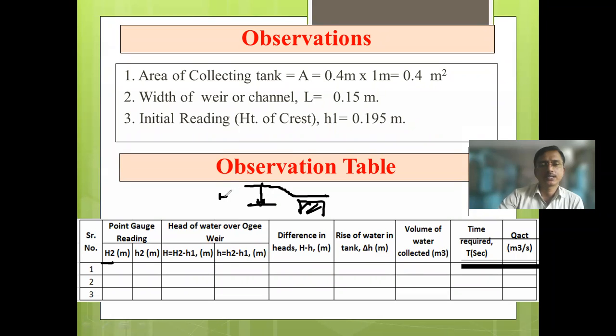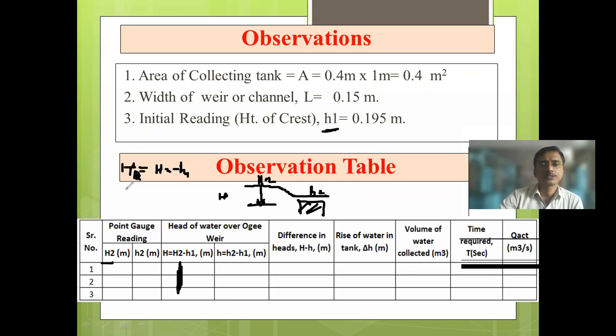हे कॅपिटल H काढण्यासाठी आपल्याला इनिशियल रिडिंग आणि फायनल रिडिंग माहित पाहिजे. इनिशियल रिडिंग आपण या ठिकाणी काढलेलं आहे, h1. ठीक आहे. फायनल रिडिंग h2 या ठिकाणचं रिडिंग आहे. Capital H2, small h2 is final reading here. So capital H2 minus initial reading small h1 जर आपण केलं तर आपल्याला या ठिकाणी काय भेटेल? Capital H भेटेल, right? So this is the column for that, H2 minus small h1.